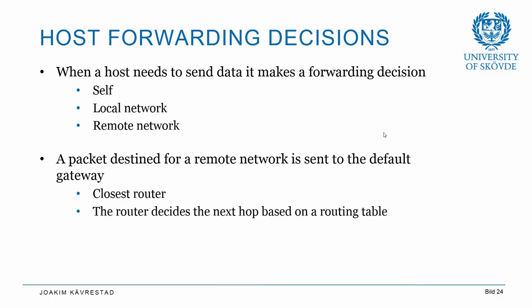So when a host needs to send data, it makes what is called a forwarding decision, a decision about where to forward the data. You can choose to forward data to yourself, to the local network, or to a remote network. When you need to forward a package to a remote network, it's sent out to the default gateway, which is, in terminology, the closest router. The router then decides on the next hop based on something called a routing table, which is basically a list of information about networks and where the networks are located.